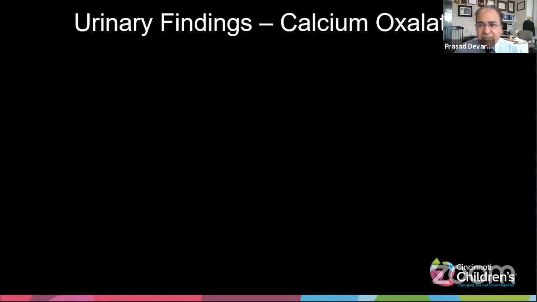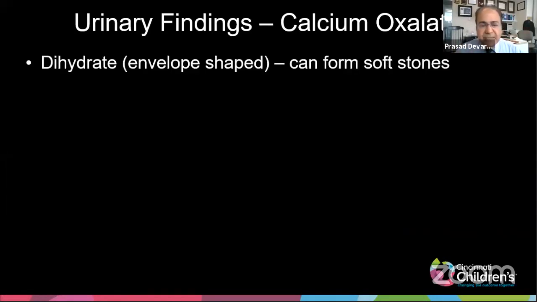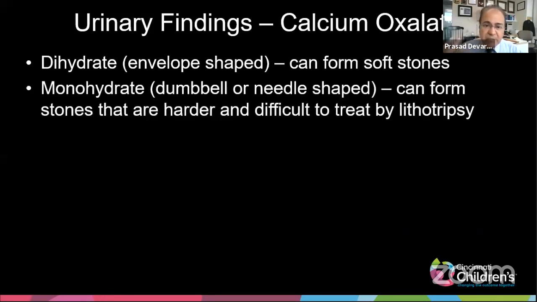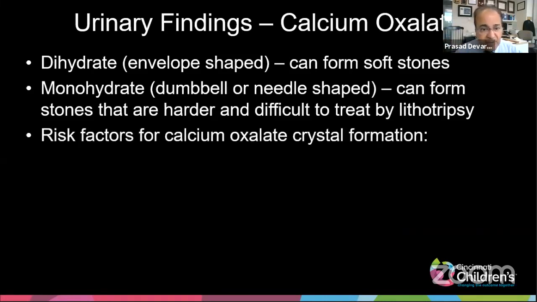Okay, so calcium oxalate. As I said, dihydrate, envelope shaped, they can form soft kidney stones, so they're much easier to treat by lithotripsy, but the monohydrate crystals form stones that are very hard and they're much more difficult to treat by lithotripsy. So we got to think about risk factors for calcium oxalate crystal formation in this patient.